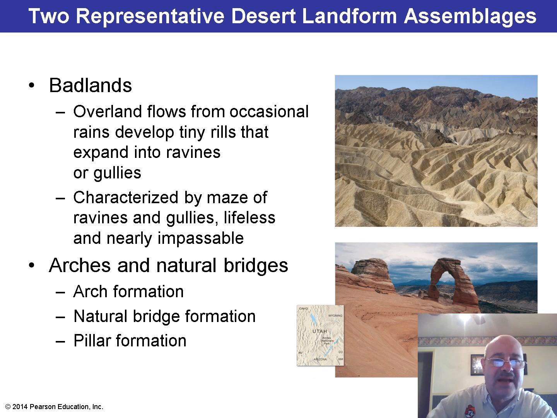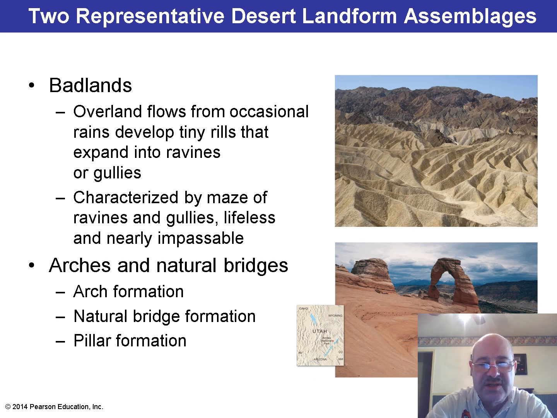All right, the Badlands. Overland flows from occasional rain develop tiny rills that expand into ravines and gullies. Again, gullies and stuff, ephemeral, part-time. So these rills, because of the rain, just got bigger and bigger and became gullies and stuff. Could you imagine getting lost in that maze? You would wander around for days. So again, characterized by a maze of ravines and gullies, lifeless and nearly impassable. Look at that. There is no vegetation. Make sure you take your water with you and a food source.